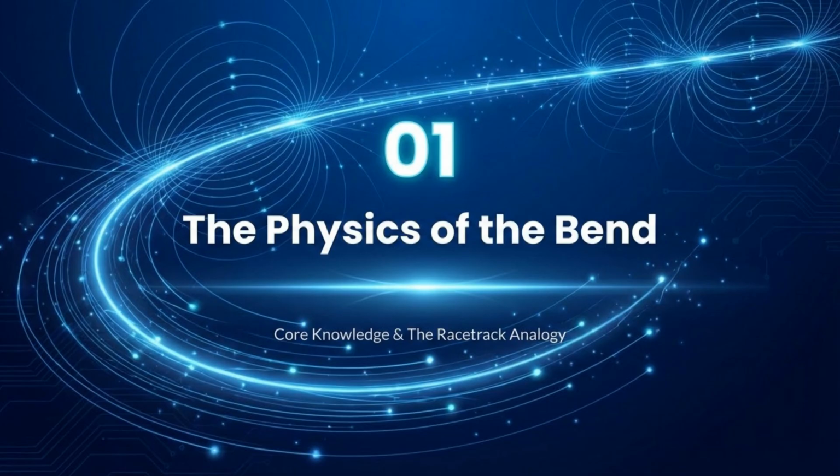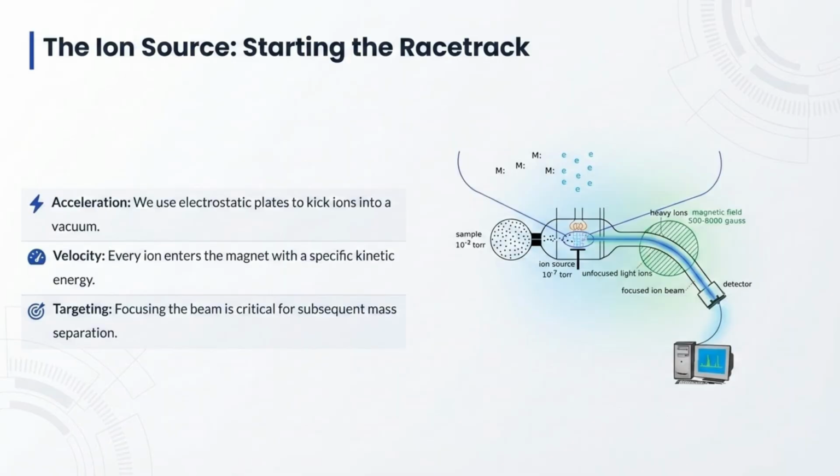Think of a mass spectrometer like a high-speed racetrack. Before we can measure anything, we have to get our cars, the ions, moving. As we move into the physics of the bend, we'll see exactly how these ions are accelerated and redirected. As you can see on the slide, it all starts at the ion source. We use accelerating plates to kick these ions into a vacuum.